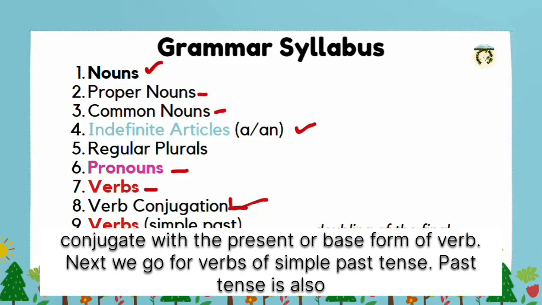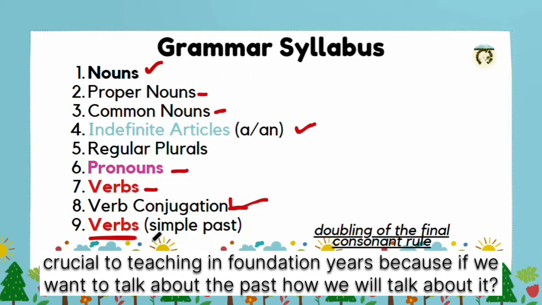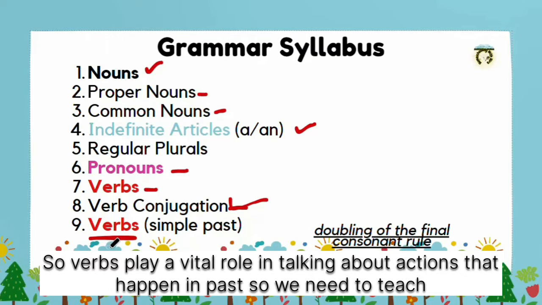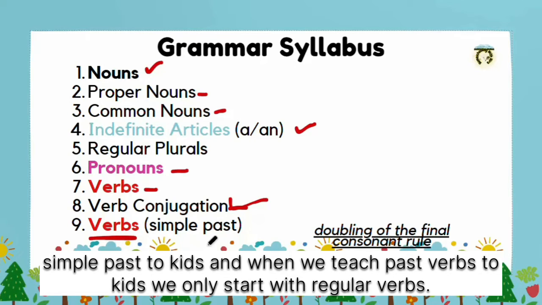Next, we go for verbs of simple past tense. Past tense is also crucial to teach in foundation years, because if we want to talk about the past, how will we talk about it? Verbs play the vital role in talking about actions that happened in the past, so we need to teach simple past to kids.